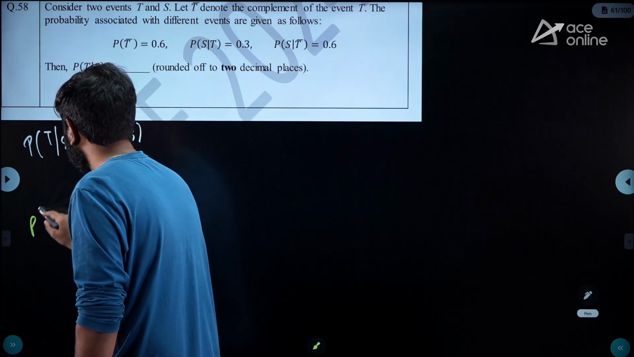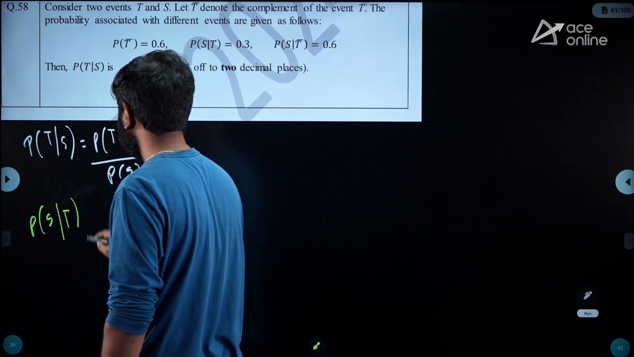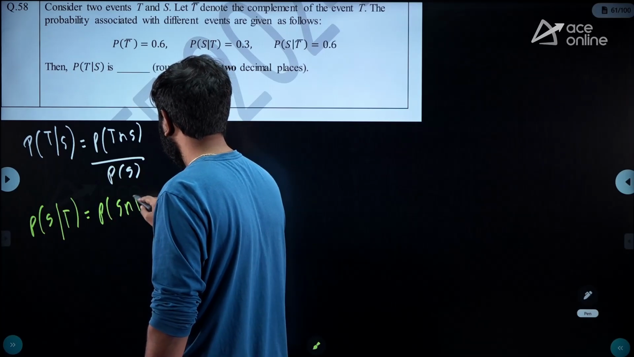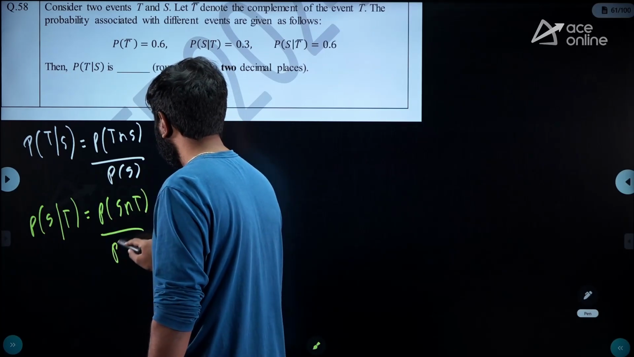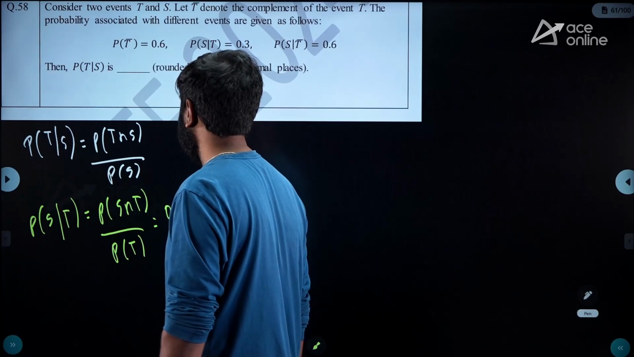What is the first information? P of S given T, which is probability of S intersection T by P of T. And how much is this given? This is given as 0.3.